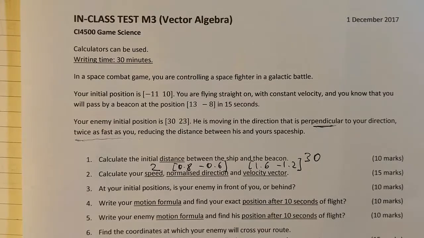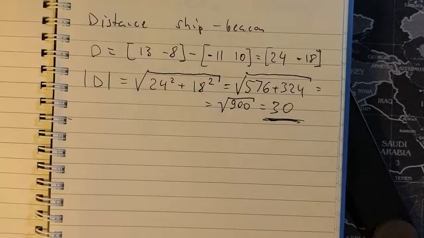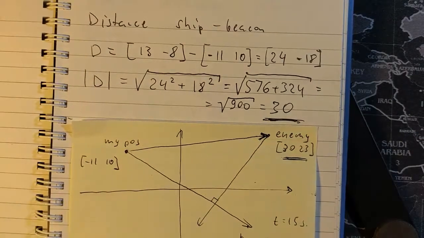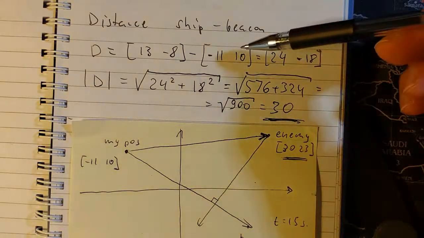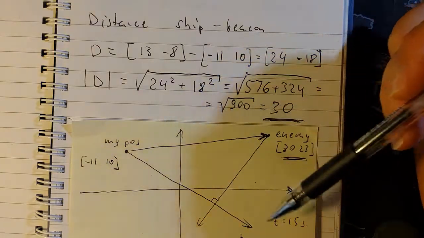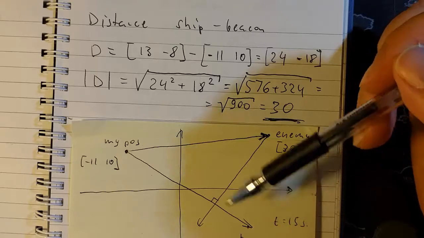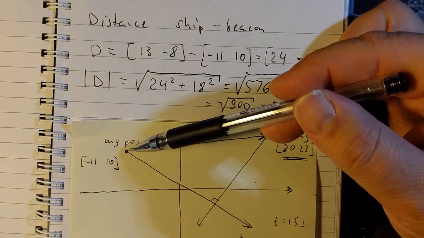Questions 7 and 8 were cancelled in this test. So as the conclusion of this recording, let's have once again a quick look at the most challenging parts in these questions. In question 1, which was the distance between the ship and beacon, the important thing was to notice that you had to find the displacement vector first, which is the relational coordinates of the beacon in relation to my current position.